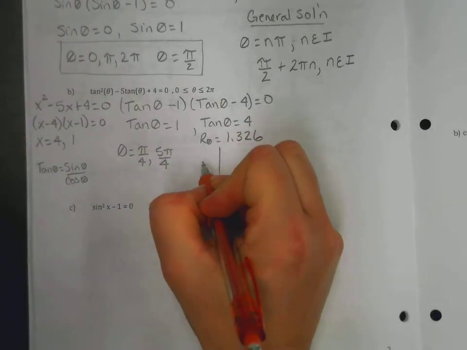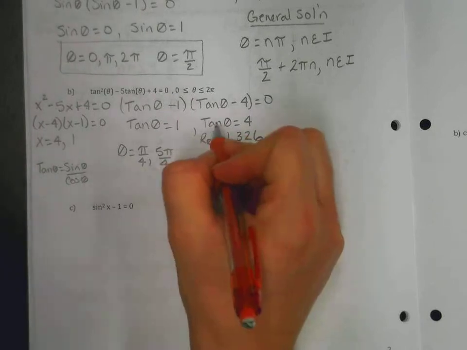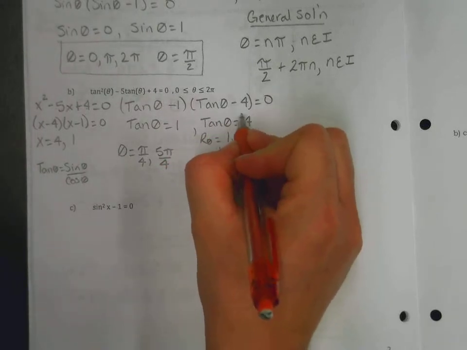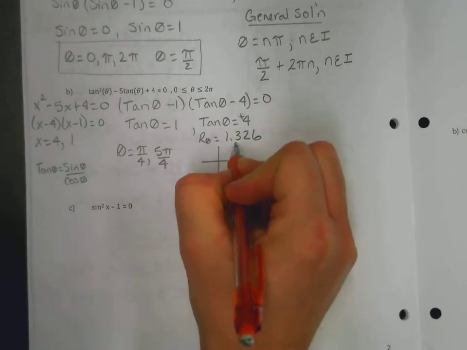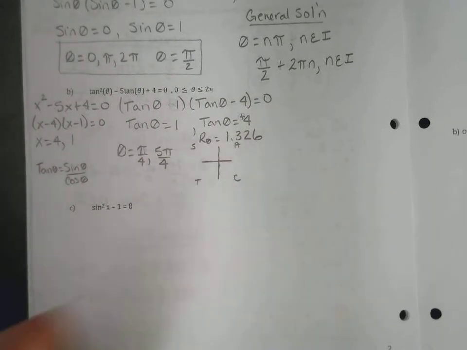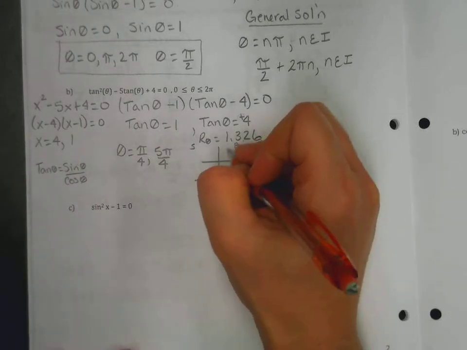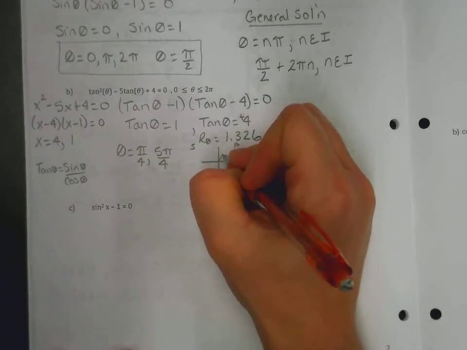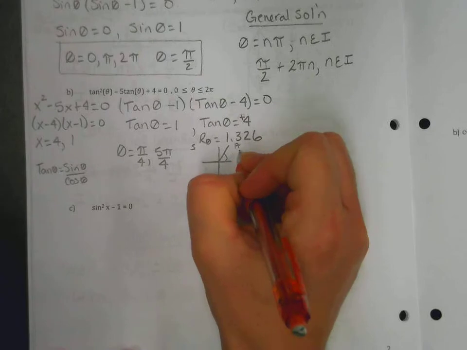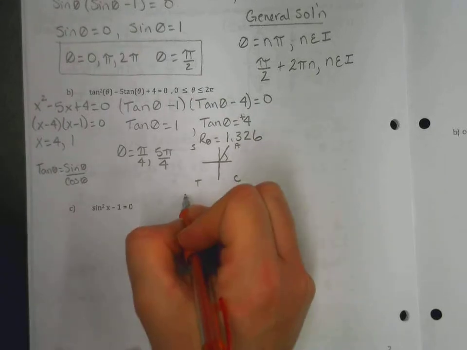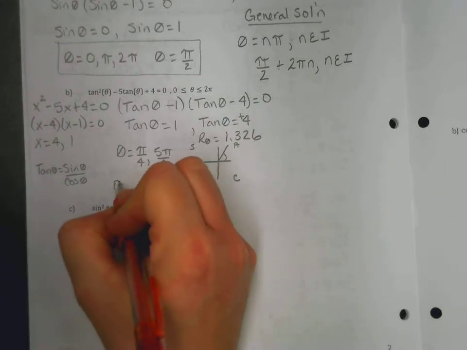So I'm going to go back to my tangent ratio. My tangent ratio is positive. So using my CAST rule, when is tangent positive? It's going to occur in quadrant 1, which is 1.326. So one of my solutions for this would be 1.326.